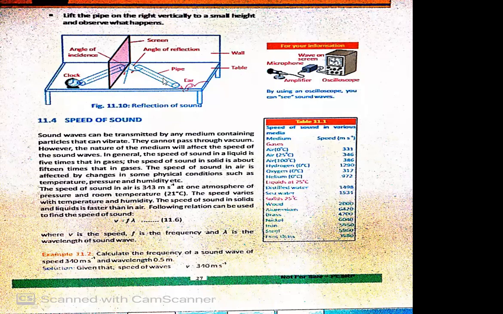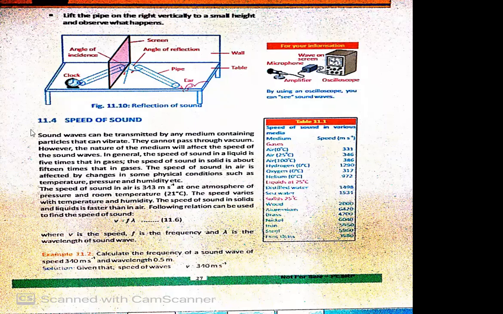When you hear the sound of the clock clearly, you will fix those pipes, and then you will measure the angle of incidence. This side is called the angle of incidence, and this is called the angle of reflection. So we can understand the topic of reflection of sound with the help of this activity 11.3. This was the end of topic 11.3.